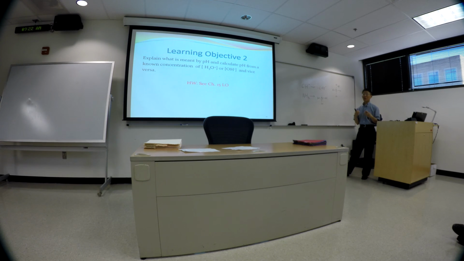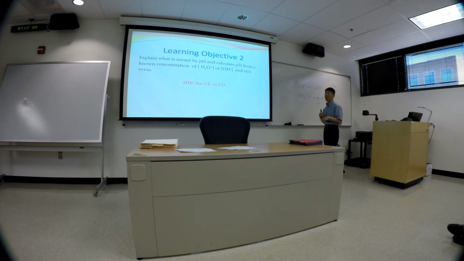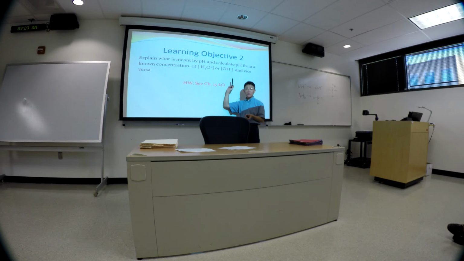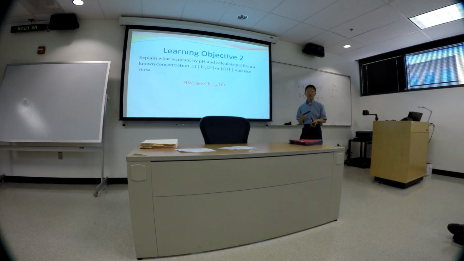The p scale, by definition, is the negative log of whatever quantity. So pH is the negative log of hydronium ion concentration, hydrogen ion concentration. pOH, by the same token, is the negative log of the concentration of hydroxide. So we need you to be able to calculate the pH and pOH if the concentration of the solution is given, or figure out the concentration if the pH is given.